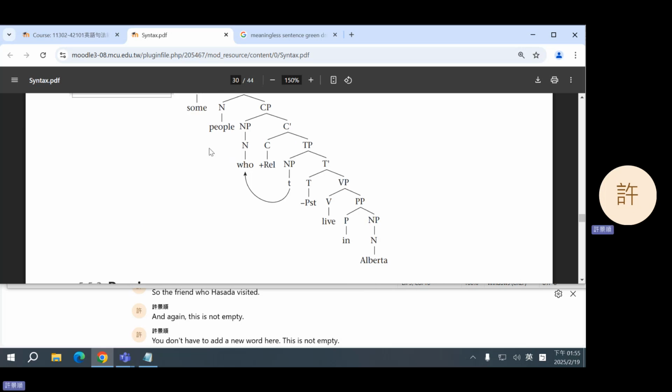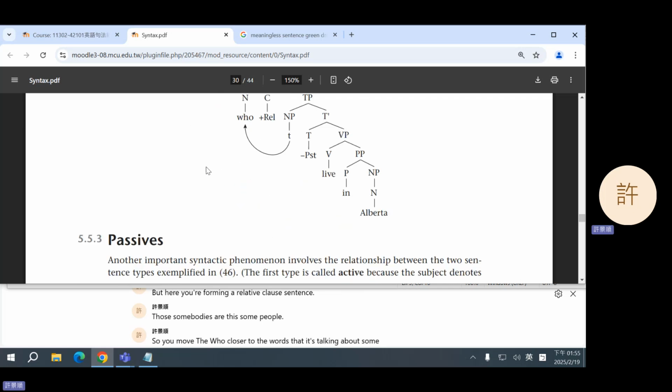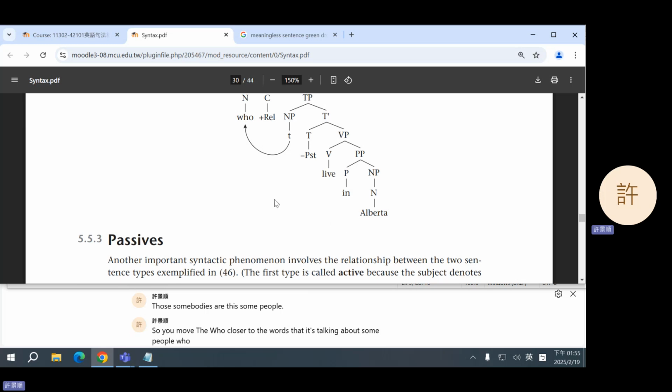Same thing here. The original sentence is somebody lives in Alberta. But here you're forming a relative clause sentence. Those somebodies are this some people. So you move the who closer to the words that it's talking about. Some people who live in Alberta.